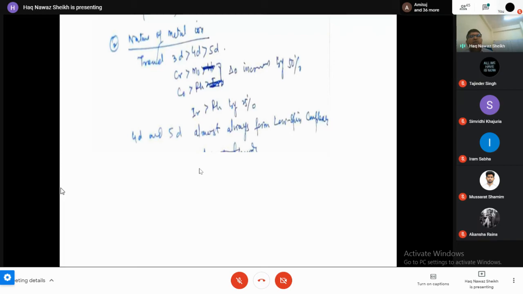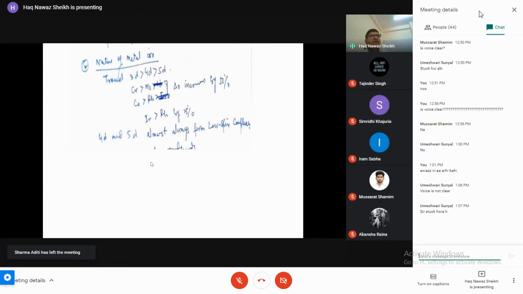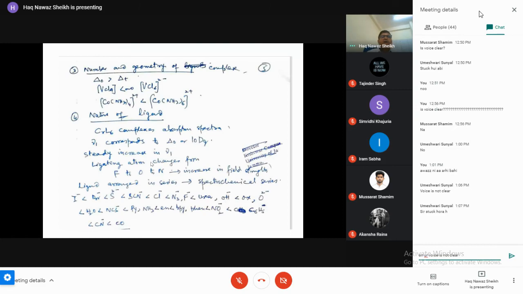Then 4D and 5D metals, because of this reason, never ever form high spin complexes. Even if you give them a weak ligand, they will form the low spin complex, because the magnitude of the delta is determined not only by the ligand but also by the nature of the metal ion. Therefore 4D and 5D metal ions rarely form high spin complexes. They always form low spin complexes, right?